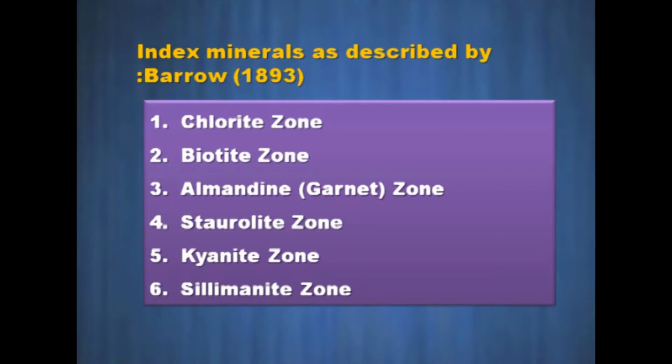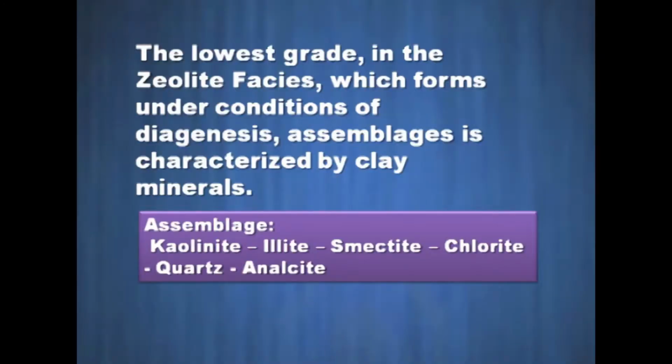The lowest grade is the zeolite facies, which forms under conditions just above those of the diagenesis assemblages, and is characterized by a clay mineral assemblage that may include kaolinite, illite, chlorite, quartz, analcite. At slightly higher grade conditions, assemblages of the zeolite facies are replaced by those of the prehnite-pumpellyite facies. As the PT conditions increase, the greenschist facies assemblages with new minerals form.